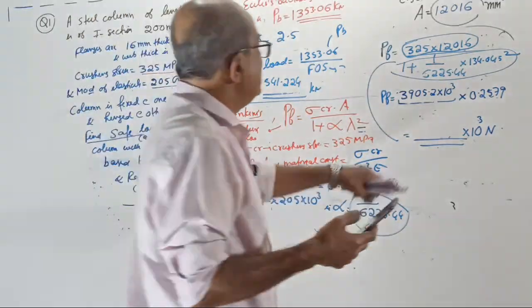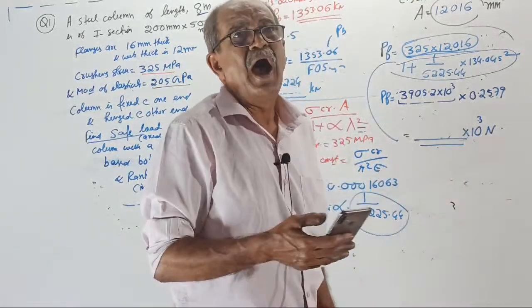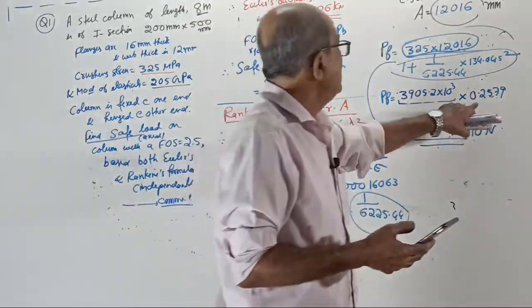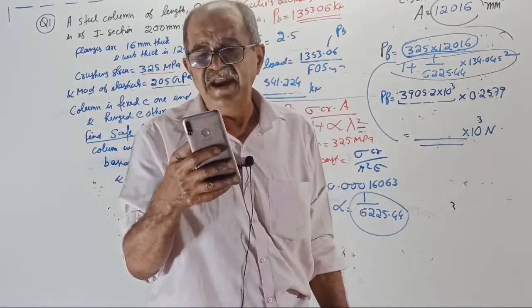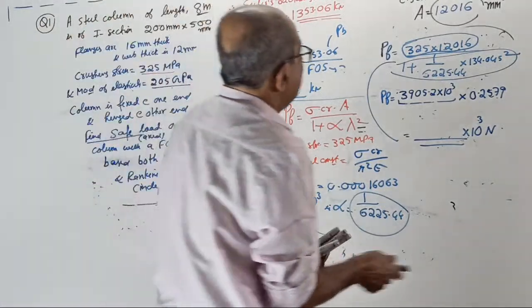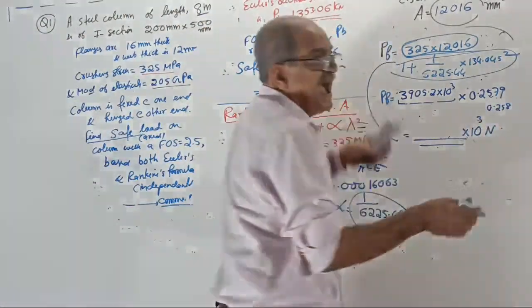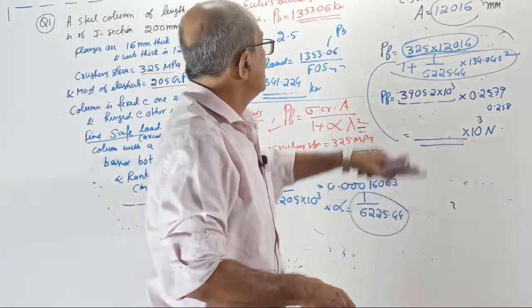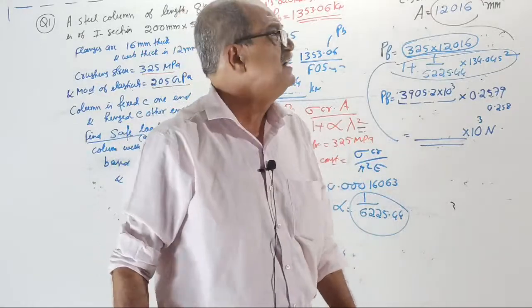So Rankine told, 0.2579 is 0.26. Okay, just to understand the discussion, imagine 0.258. So Rankine told this is a long column. This will not fail by crushing.